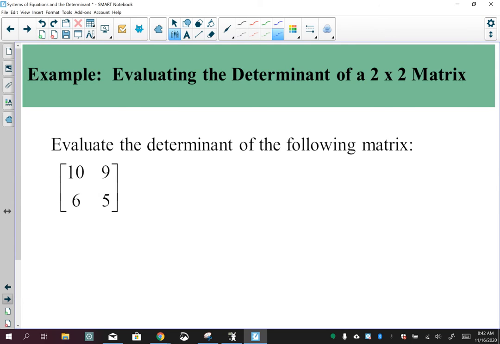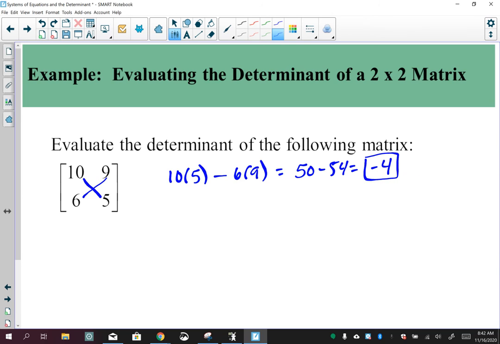So, evaluate the determinant of the following matrix. When I do this, I want to start here first. I'm going to go 10 times 5 minus 6 times 9. That gives me 50 minus 54, and that gives me a -4 as my answer. So when I'm actually evaluating the determinant, that's what I wind up needing to do. You multiply these two, subtract the multiplication of those two, and you're done.